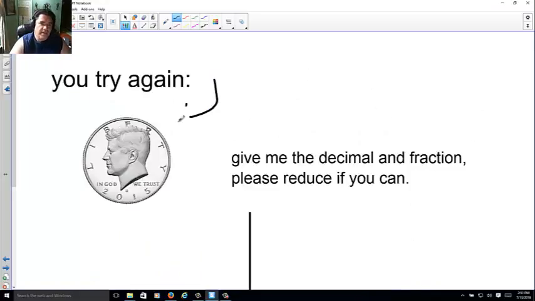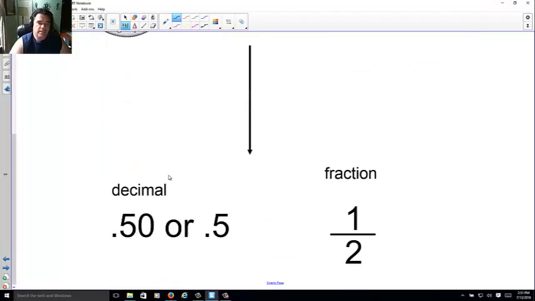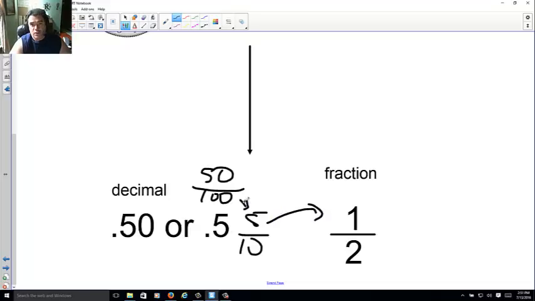Go ahead and you try again. Identify this piece. It, by the way, is a JFK 50-cent piece. If you weren't sure, go ahead and put it in decimal and fraction if you can. Go ahead, pause and try. Okay. Take a look here. Decimal is 0.50 or 0.5. That's fine. Now 10 hundredths. So 50 over 100 is fine with me. If you had 5 over 10, I could accept that. If you knew how to reduce that into 1/2, then you're truly awesome.